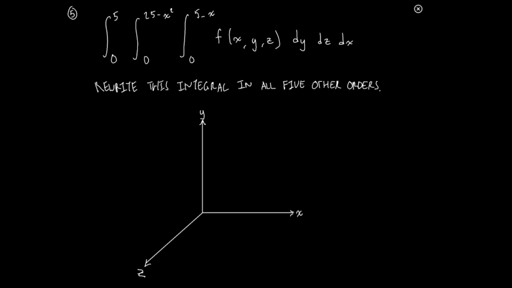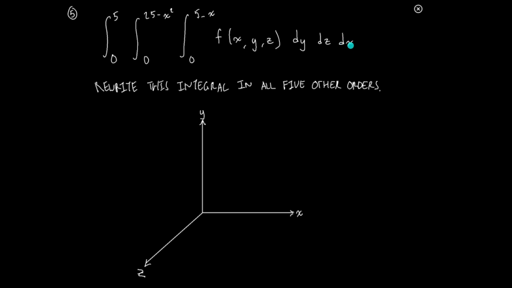So in this problem, we are given a triple integral, and we're asked to find all of the 5 other orders that we can integrate this in and write the integrals out for all of those. As is a good idea for all problems like this, we're going to start by graphing what region of integration we're working with. So we're going to start from the outside and work our way in.